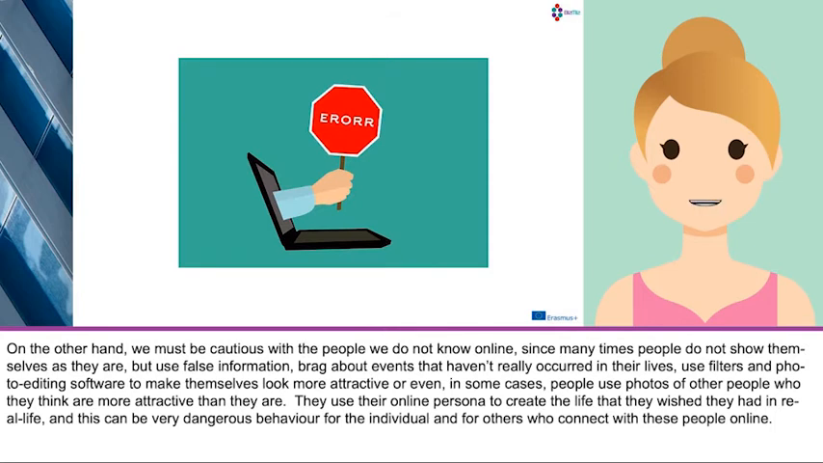On the other hand, we must be cautious with the people we do not know online, since many times people do not show themselves as they are, but use false information, brag about events that haven't really occurred in their lives, use filters and photo editing software to make themselves look more attractive, or even, in some cases, people use photos of other people who they think are more attractive than they are. They use their online persona to create the life they wish they had in real life, and this can be very dangerous behaviour for the individual and for others who connect with these people online.